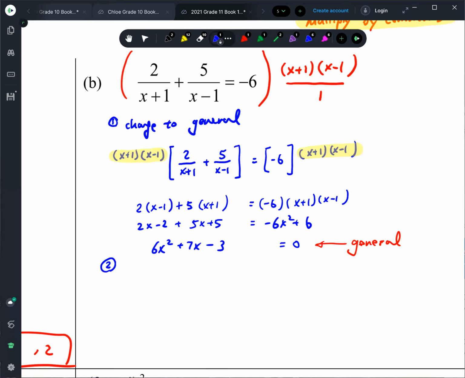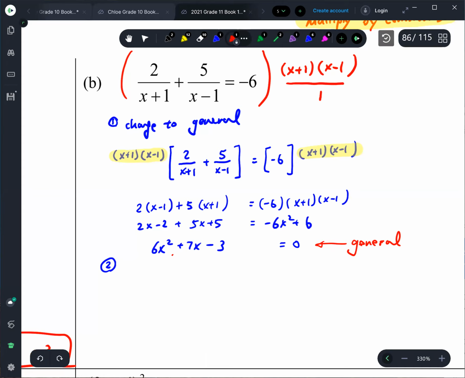I'm still confused. I don't know what to do next. What does it say in question A after we get to general form? What is step 2? Factor? Yeah, so we need to factor this. How do we factor in question A? The chart? Yeah, so we make cross factor. Okay, how do we do that?